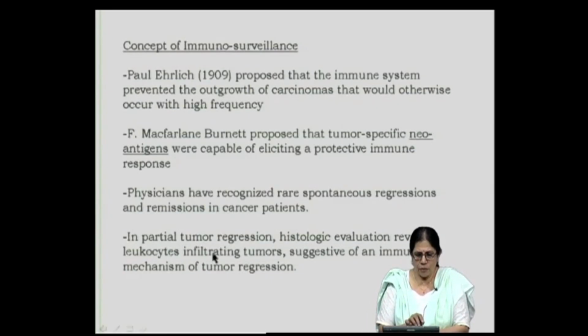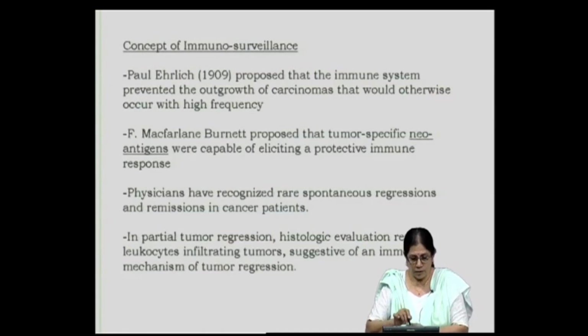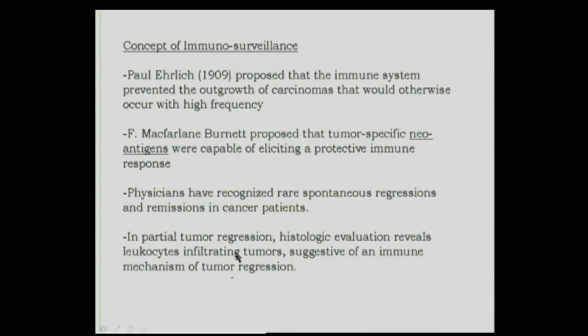Also, evidence for the immune system being responsible for allowing or not allowing cancer to develop is in partial tumor regression. Individuals who have had a tumor, and now it regresses spontaneously. Histologic evaluation of such tumors has shown a large number of infiltrating lymphocytes or leukocytes. Now, this would mean that the immune system is in fact active in bringing about tumor regression.